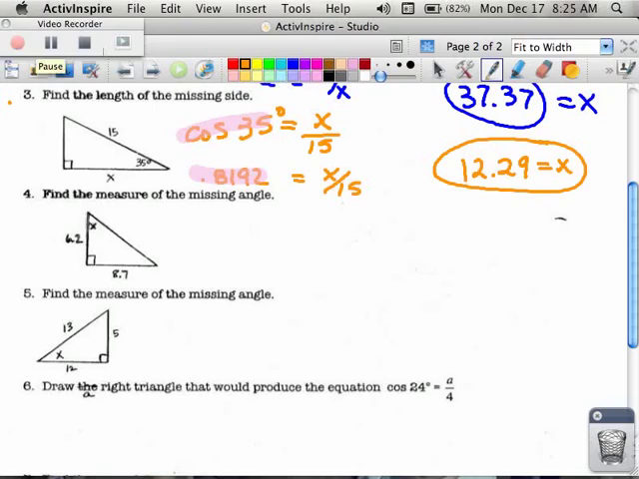So number 1, 2, and 3, we found sides. Look at number 4. What are we finding this time? An angle. So when we find this angle, notice how they want the angle this time, but they give us the side that's opposite to that angle, and they give us the side that's adjacent to that angle. In other words, we don't know anything about the hypotenuse.